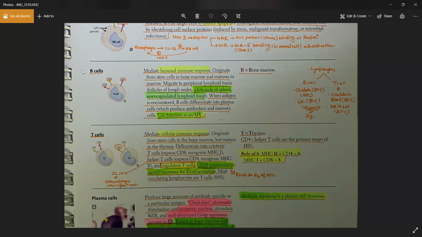And the B lymphocytes can also work as antigen presenting cells. Remember two types of antigen recognition. One is thymic dependent, and the second is thymic independent, right?